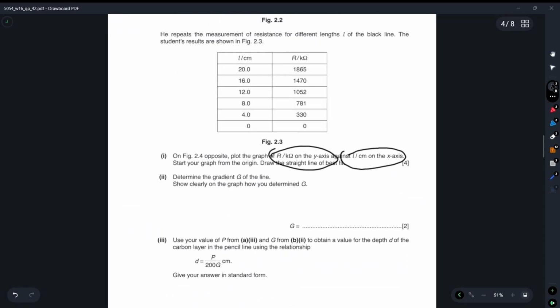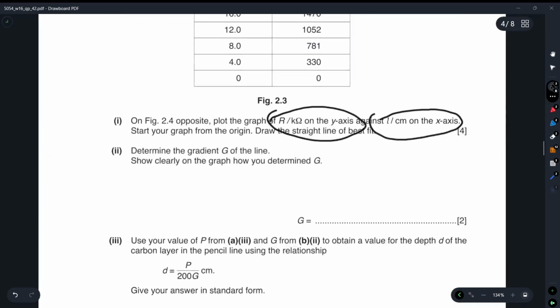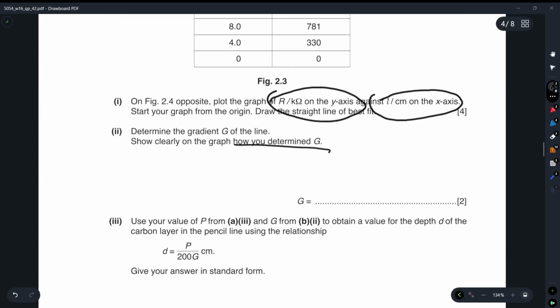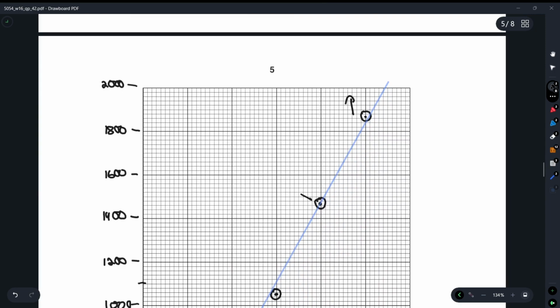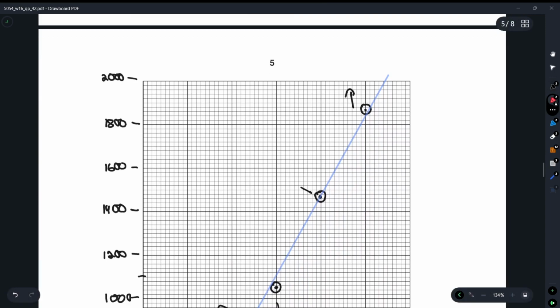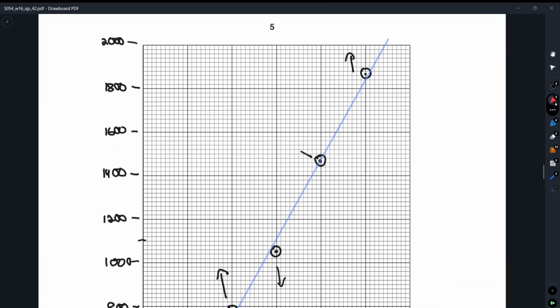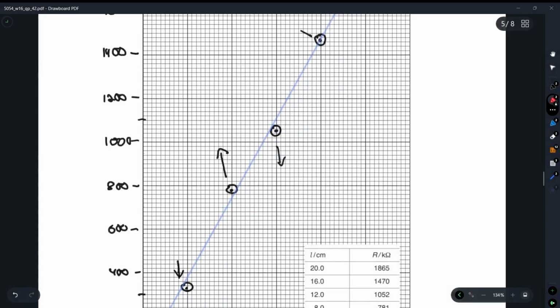So the next question says determine the gradient. Show clearly on the graph how you determine the gradient. So we need to point out the points. We need to mark the points that we are using. So I can go with this point right here. Take care, that's 1800.